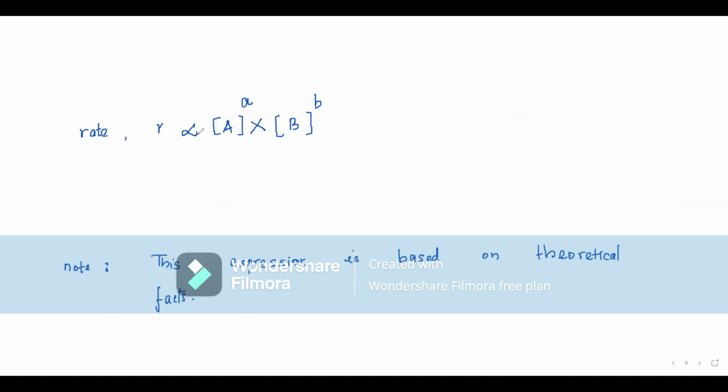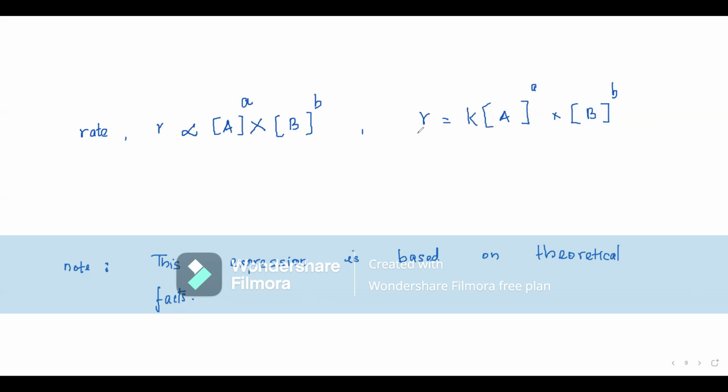Now I need to change the proportionality sign, so I'm introducing a constant. R is equal to k into [A] to the power of a into [B] to the power of b. That is the representation of the rate of the reaction according to law of mass action.